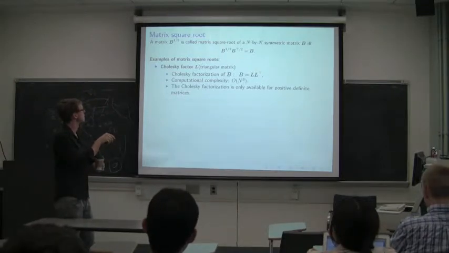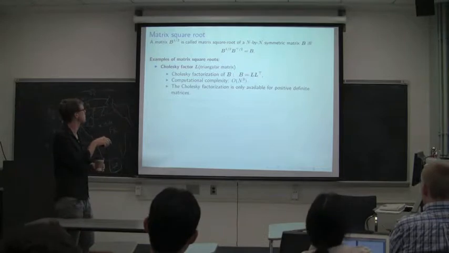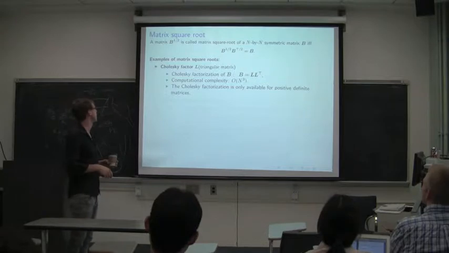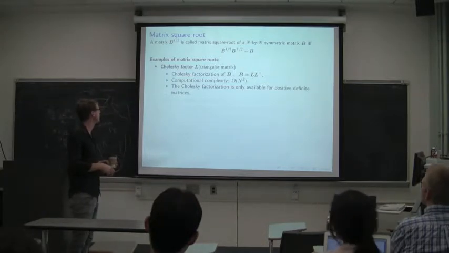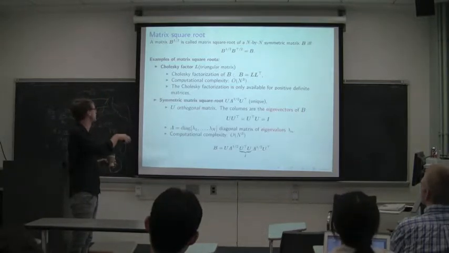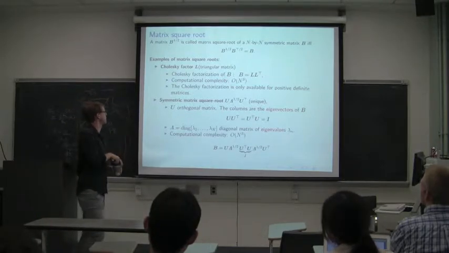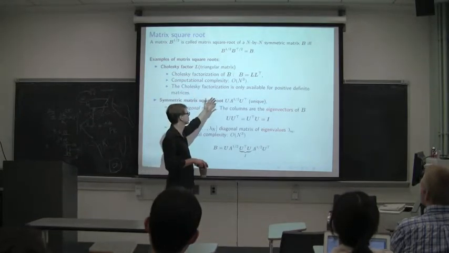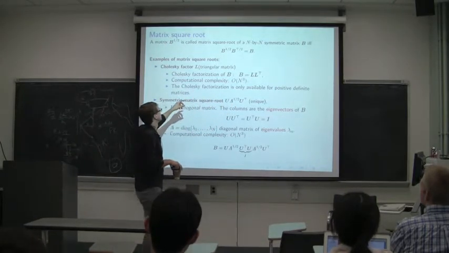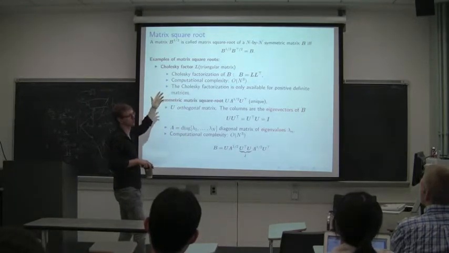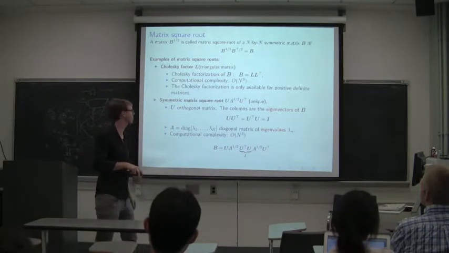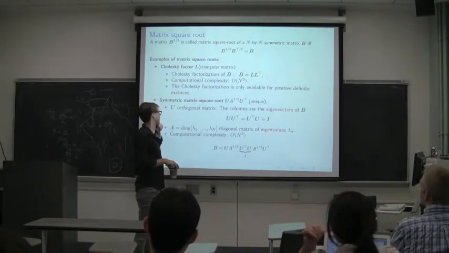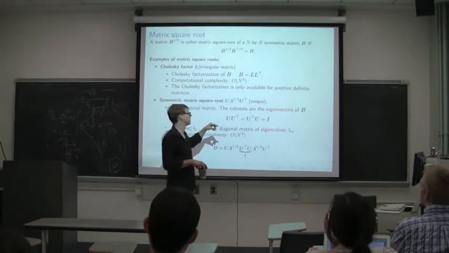One is a Cholesky factorization that works if the matrix is positive definite. In this case, this matrix L is a lower triangular matrix, and of course, L transpose is an upper triangular matrix then. The other one is the symmetric matrix square root. It's basically some matrix square root that is just symmetric, so B to the one half and B transpose to the one half are the same. And we can get that, for example, from the eigenvalue decomposition of B.